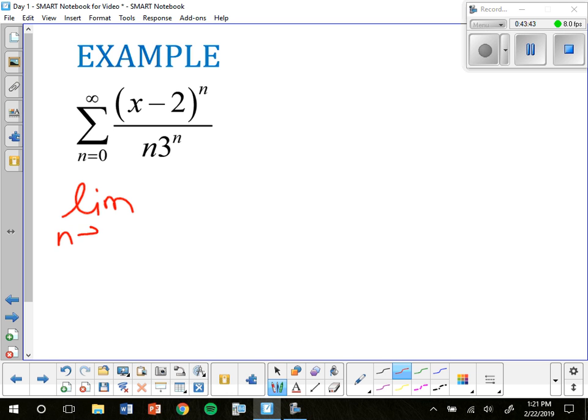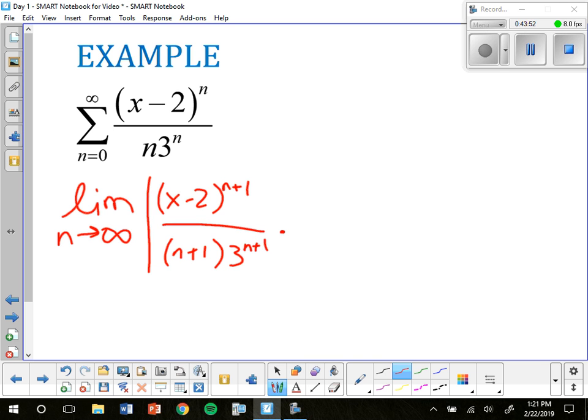We're going to look at the limit as n goes to infinity of the absolute value of x minus 2 to the n plus 1 over n plus 1 times 3 to the n plus 1. I don't want to divide, so I'm going to multiply by the reciprocal, n 3 to the n over x minus 2 to the n, and I know it has to be less than 1.